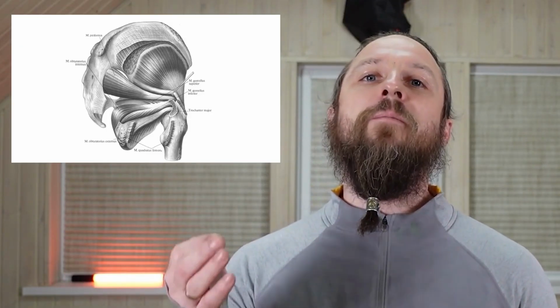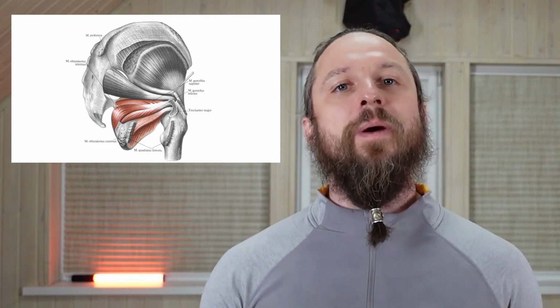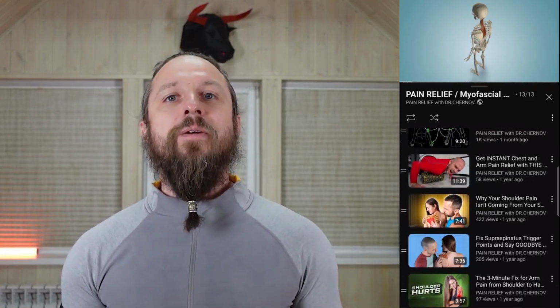It's important to note that piriformis muscle damage rarely presents as an isolated syndrome. Very often, the pathological process involves 5 other short muscles that perform external rotation of the hip, as well as the gluteus maximus, gluteus medius, and gluteus minimus. You can find detailed reviews of these and other muscles in this playlist.